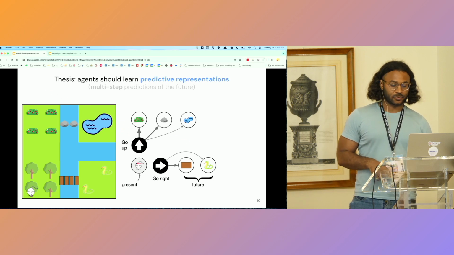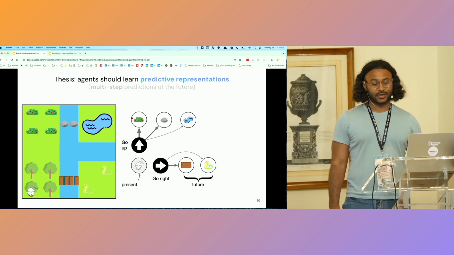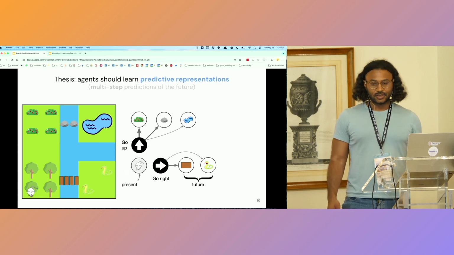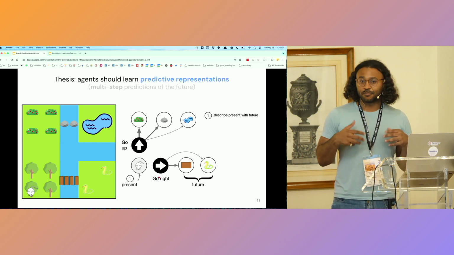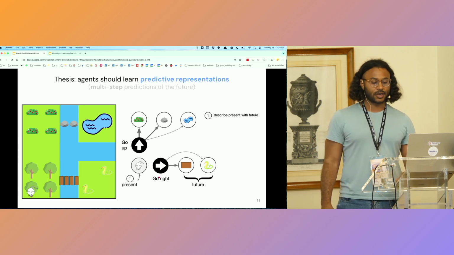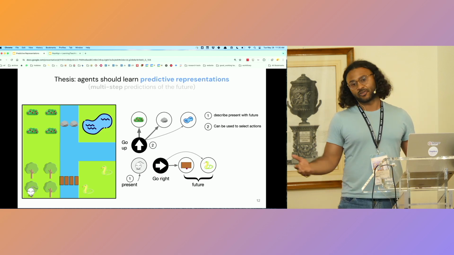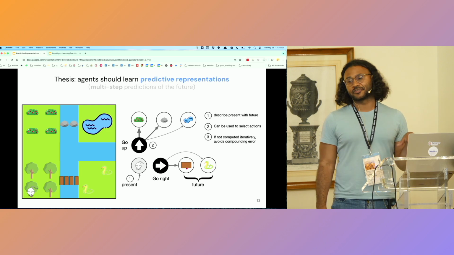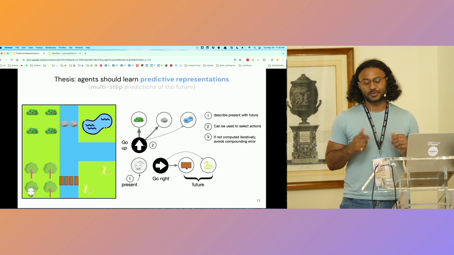So let's use this as an example. This is the mouse, and the present, it's over here. If it goes up, it will see berries and rocks and a pond. If it goes to the right, it'll see a bridge and snakes. So what are some things that are here? First is the mouse can describe its present by the future, right? If it goes up, it'll see berries, rocks, a pond. This can then be used to select actions, right? Do I go up and get berries, or I go to the right and potentially face the snake? Oh, I'll go up. So it's useful for selecting actions. And then the last, if you don't compute this iteratively, then you avoid compounding errors. So these are some nice properties of predictive representations.